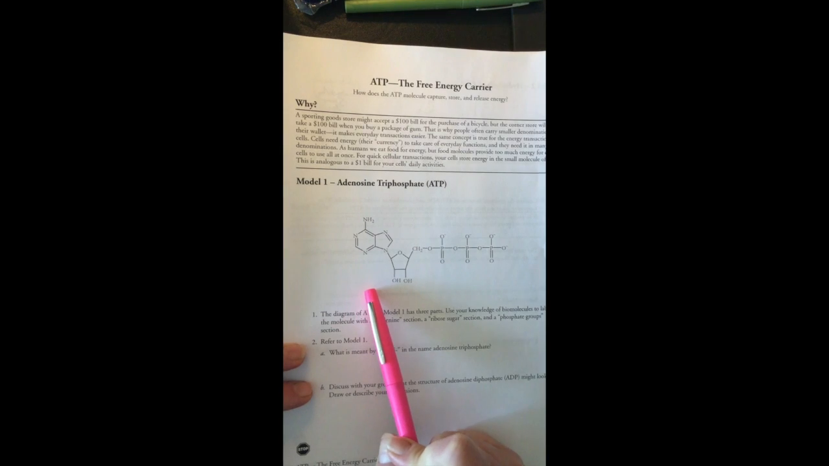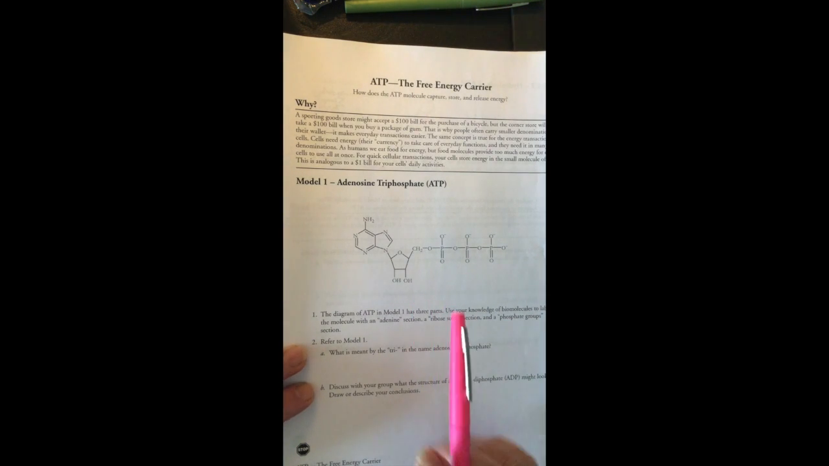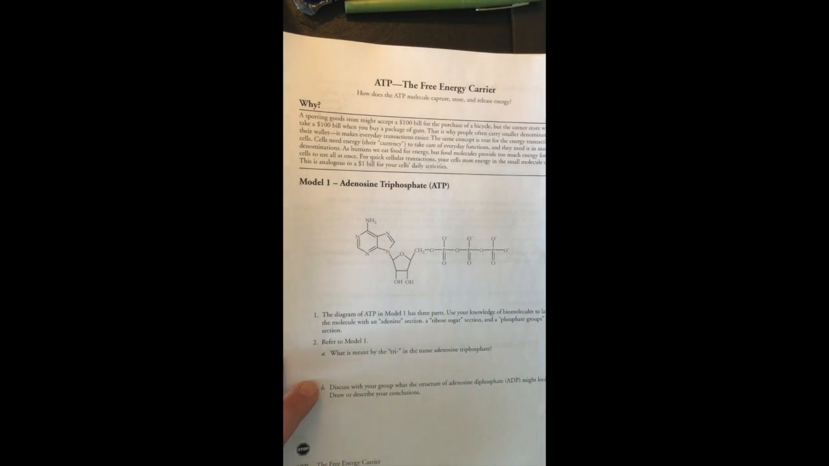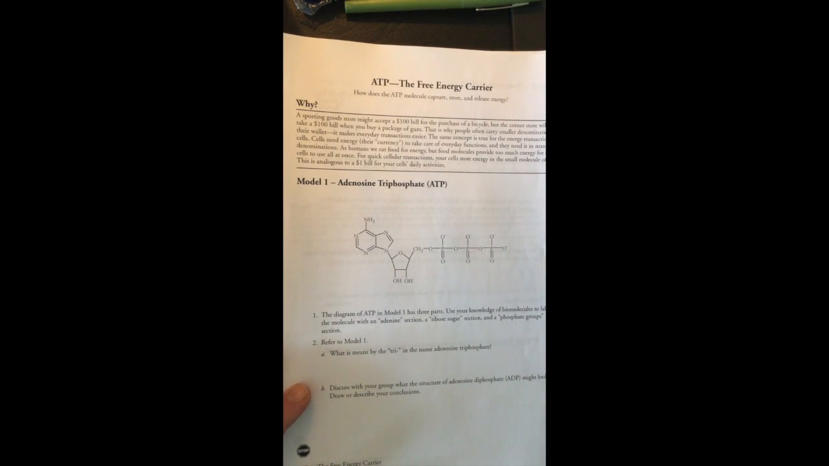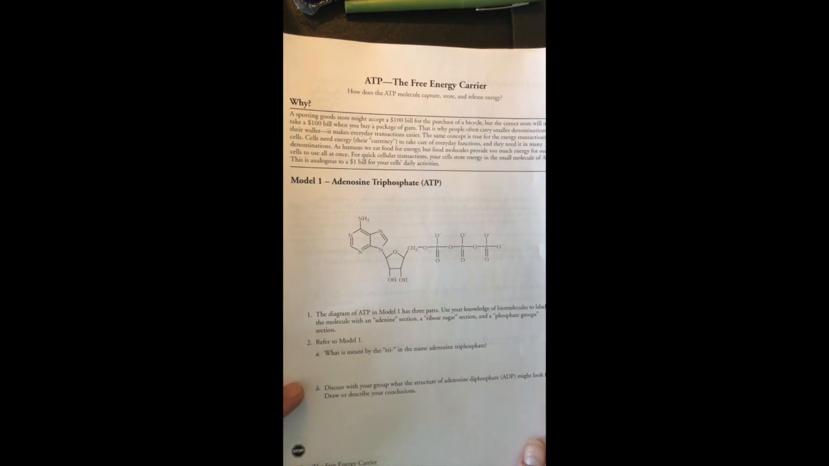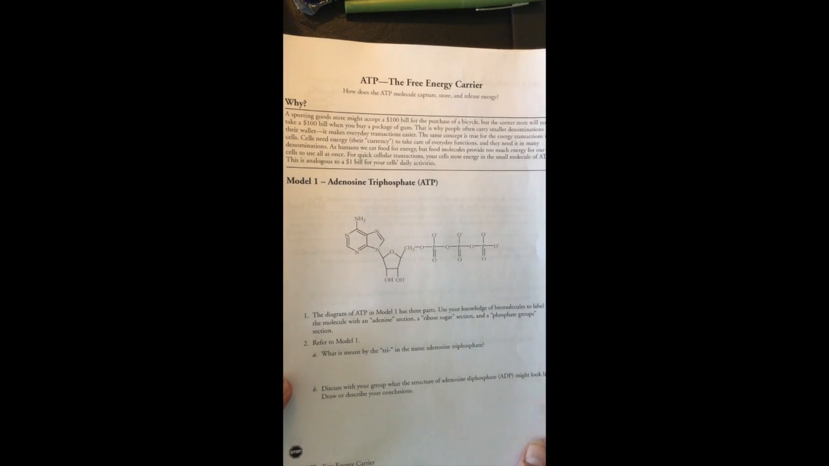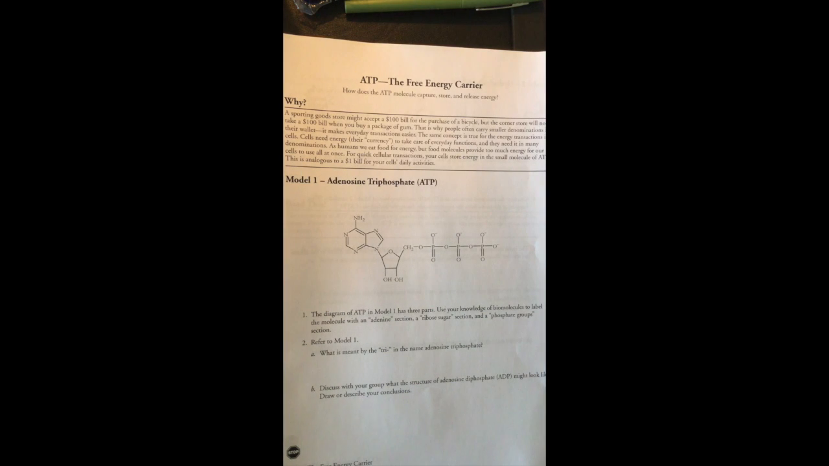This is a model of ATP. The big word for that is adenosine triphosphate. So there's going to be some questions about it. Number 1, the diagram of ATP in Model 1 has 3 parts. Using your knowledge of biomolecules, label the molecule with an adenine section, a ribose sugar section, and phosphate groups.